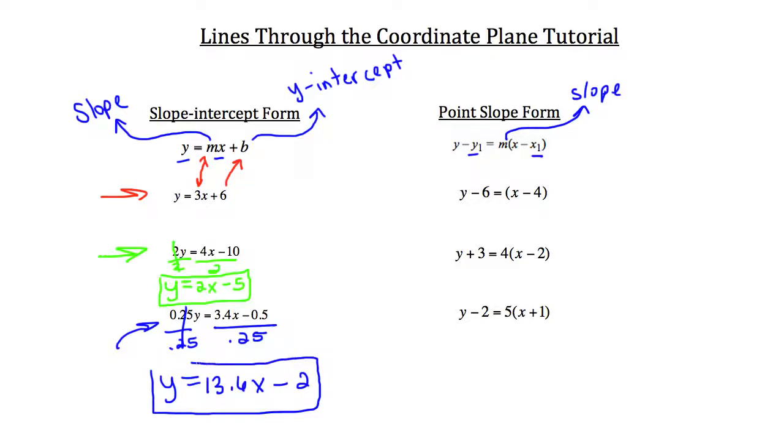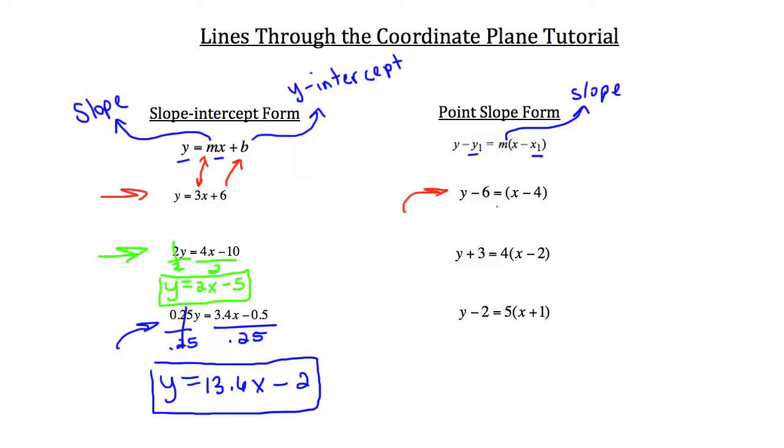So, if you were to rewrite that equation in slope-intercept form, it would be y is equal to 13.6x minus 2. Now let's work with point-slope form, and we're going to pull out the important pieces of information, and we're going to rewrite the equations in point-slope form that are not in point-slope form, if any. We'll begin with the top equation here.